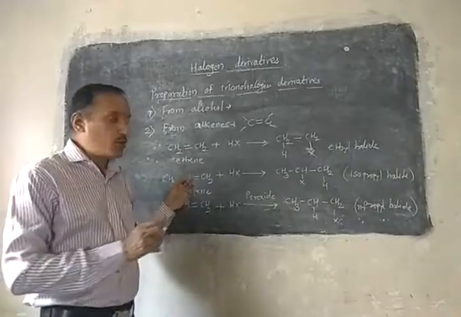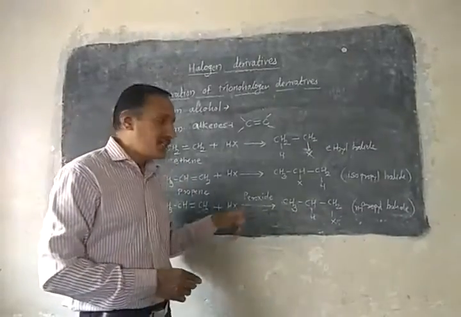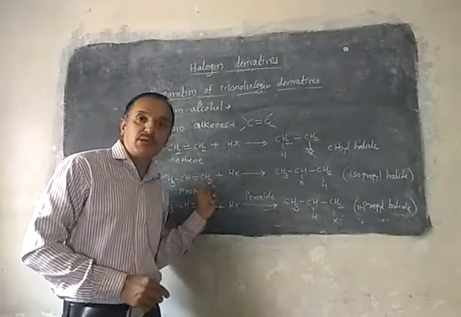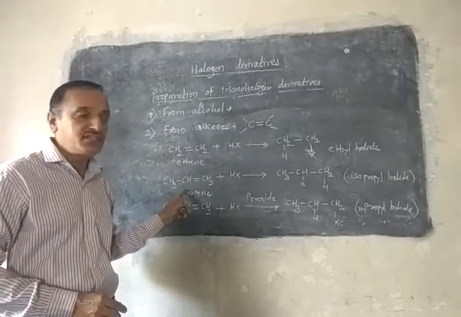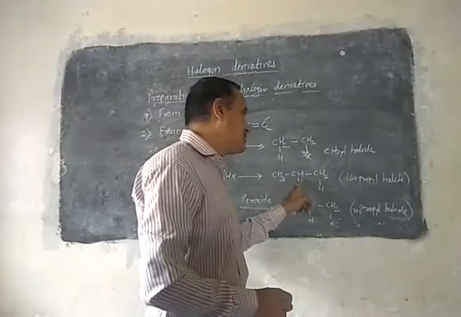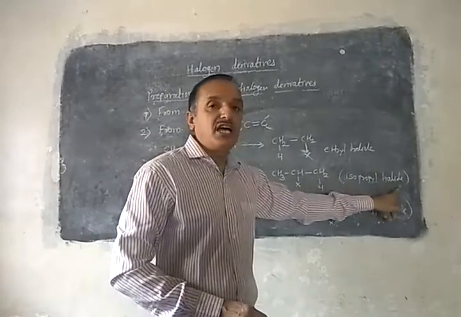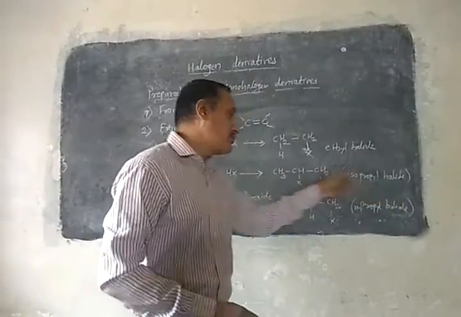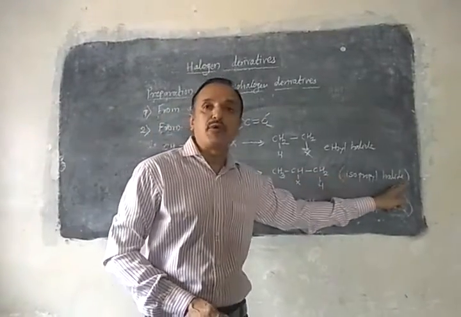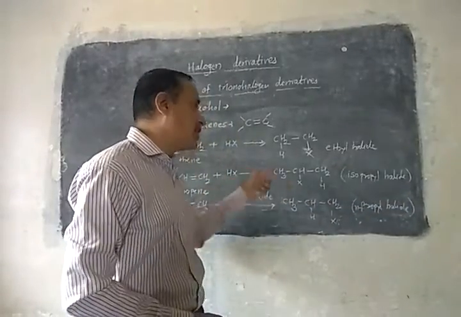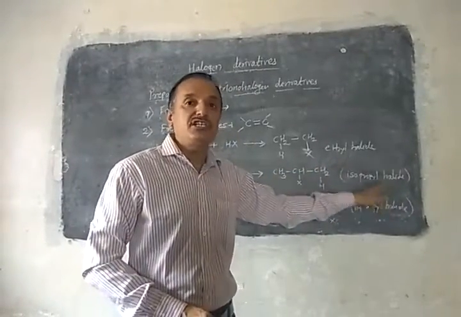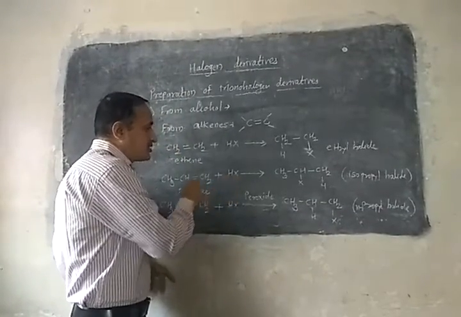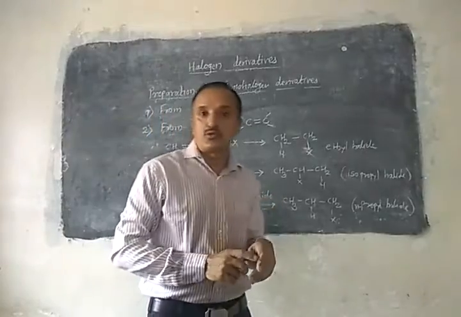Last year I taught you the same reaction. So here HX is added across the double bond of the unsymmetrical alkene, and we get the isopropyl halide. Again, if you take Cl, you get isopropyl chloride. If you take Br, isopropyl bromide. If you take HI, you get isopropyl iodide. So here the addition of HX takes place according to the Markovnikov rule.